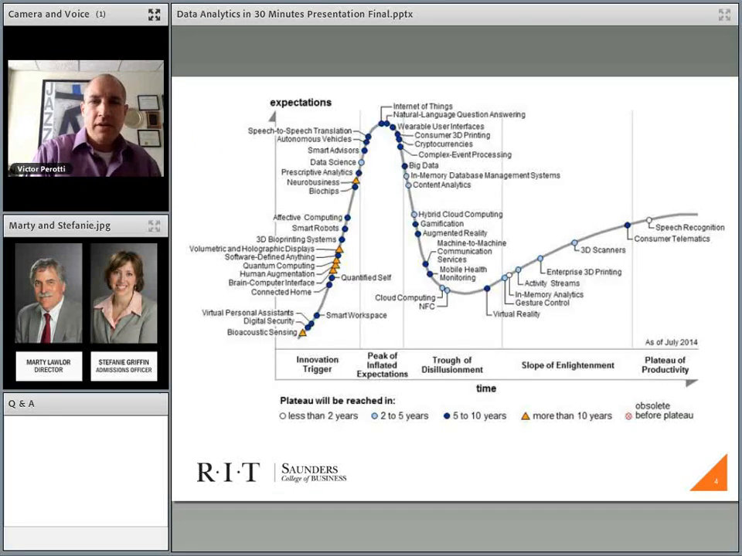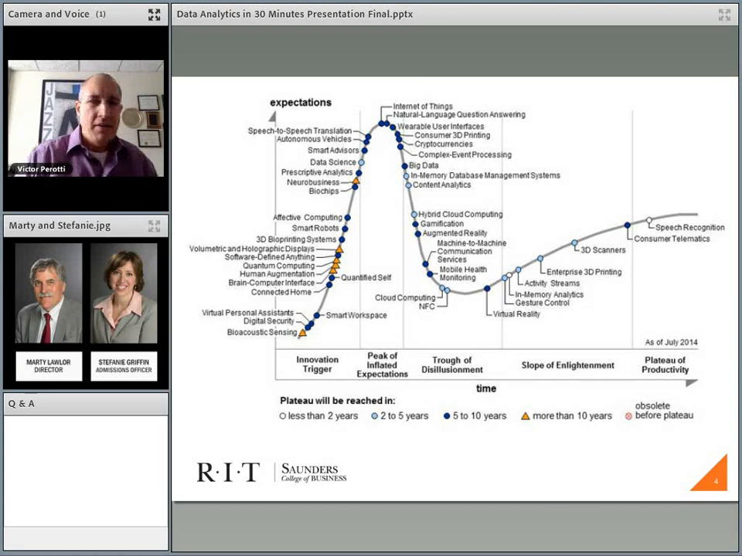What you have on your screen right now is called the hype curve. The Gartner research company puts this out every year. This is the 2015 one, and it has all of these active technologies that people are interested in today.